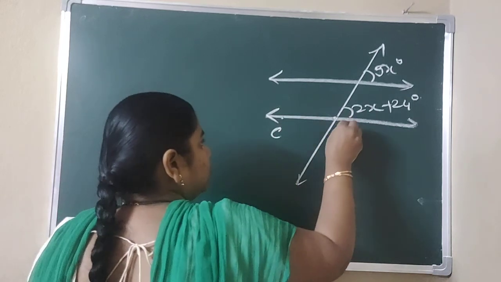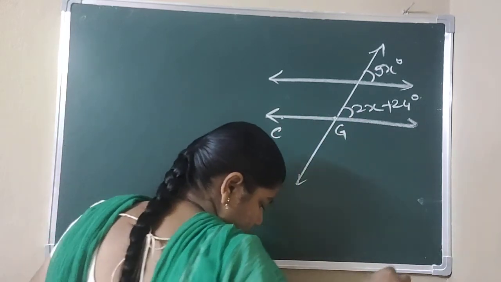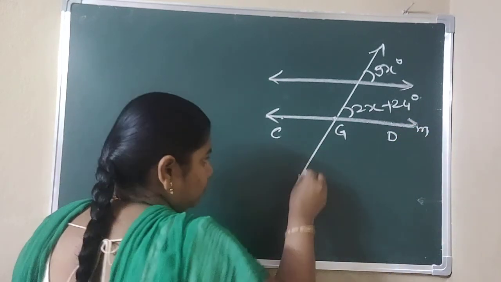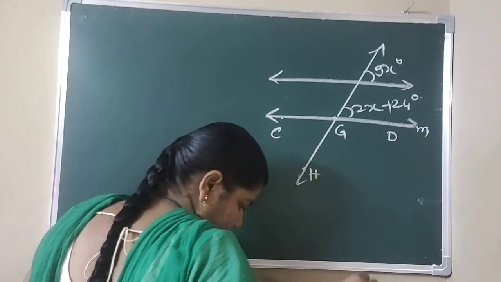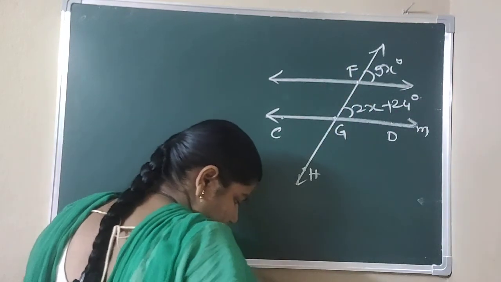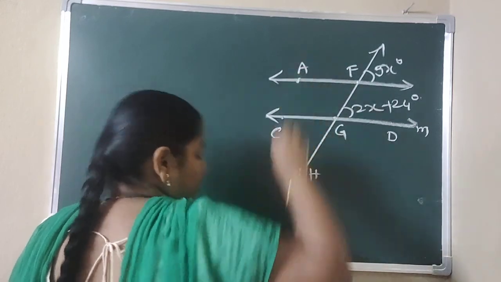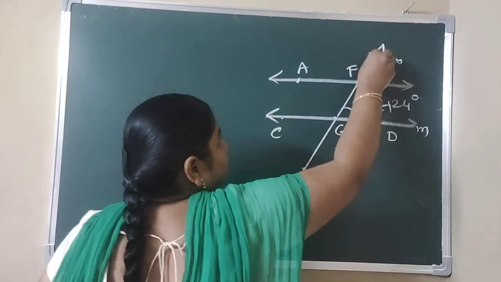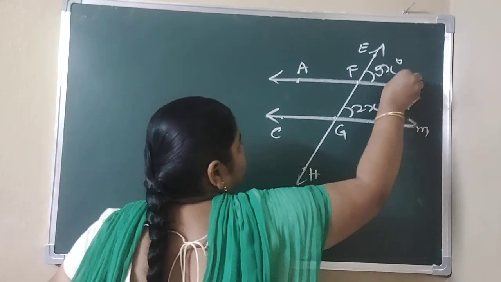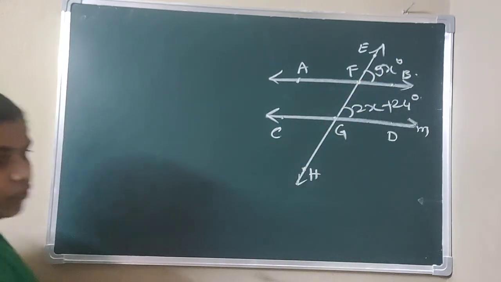C, G, D, M, H. This is F, A, E, and this is B. Okay, so now what we have to find?